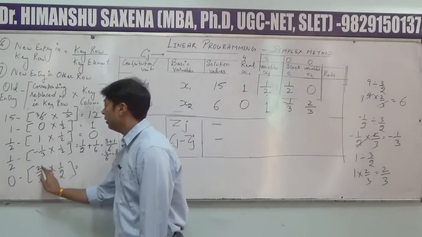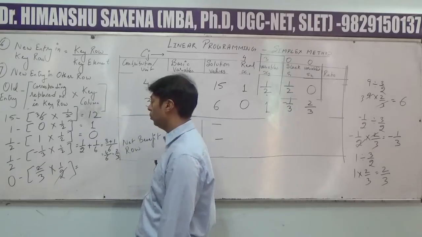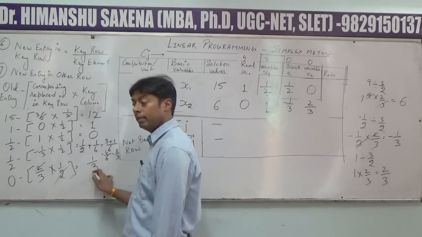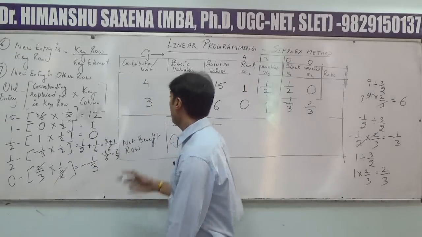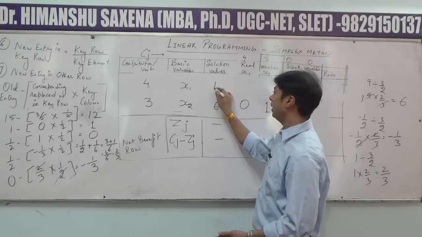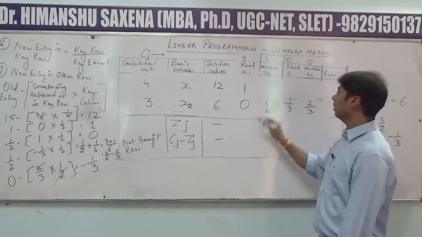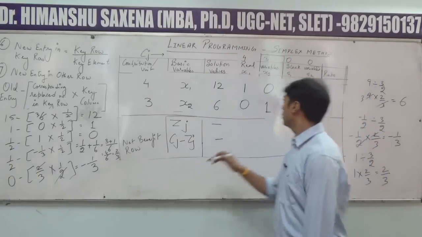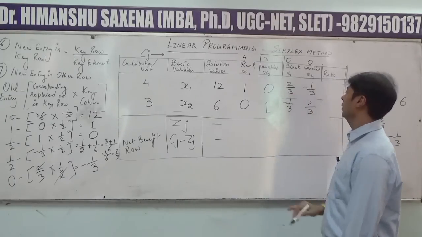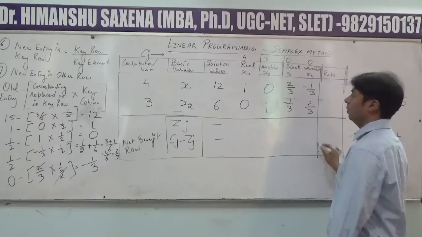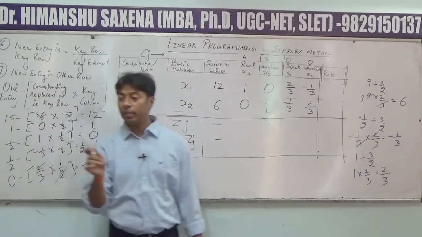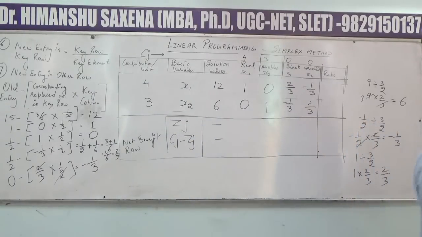And the last one, this 2 will be cancelled by this 2. You will have in the numerator side 1, and on the denominator side 3. Minus sign will be there. Now we have to replace all these values, and the new values will be 12, 1, 0, this 2 by 3 and minus 1 by 3. So all these values will be the values which will be existing in that row which was not a key row. So we have changed both these rows.